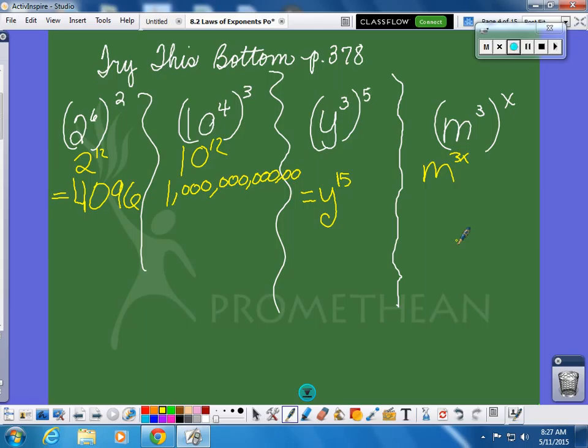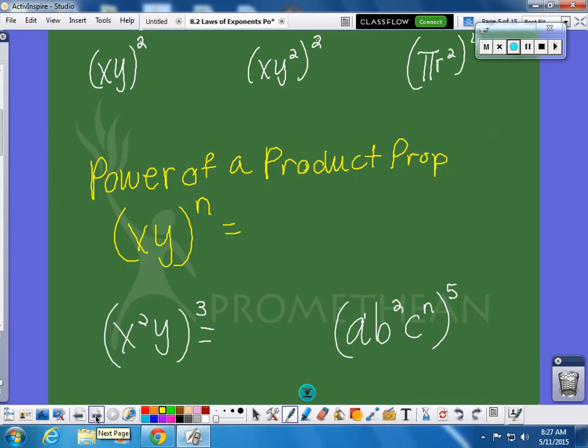All right, questions on any of those? This is hard stuff. No. Now all you do is multiply, right? Multiply the exponents. All right, let's look at these three up here.